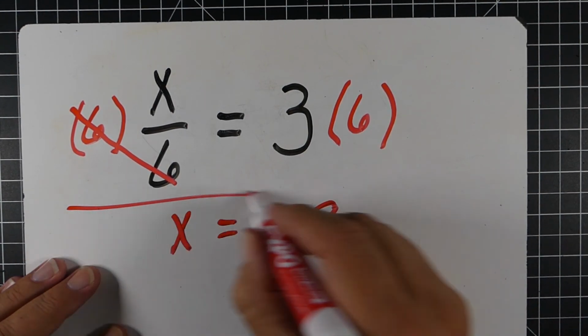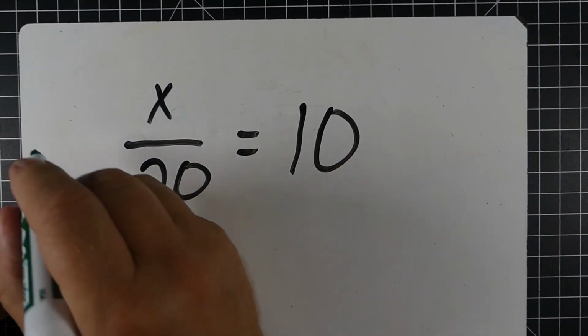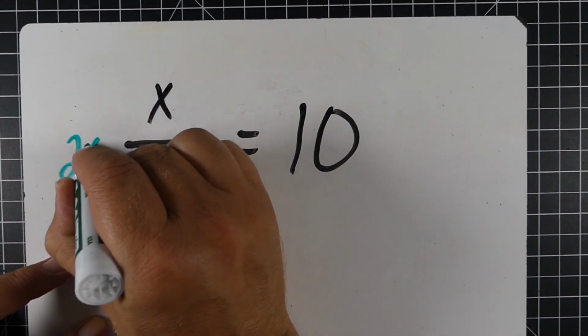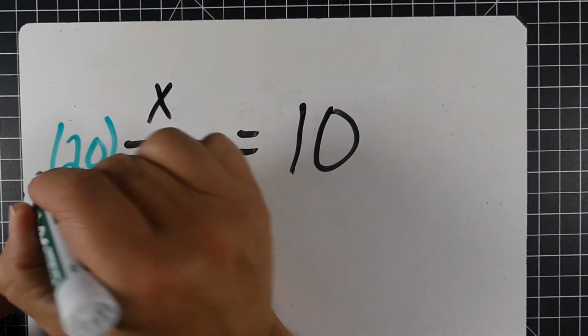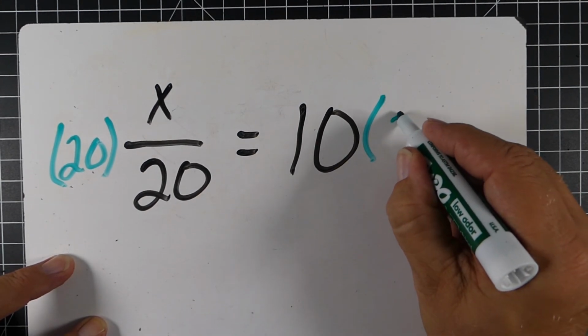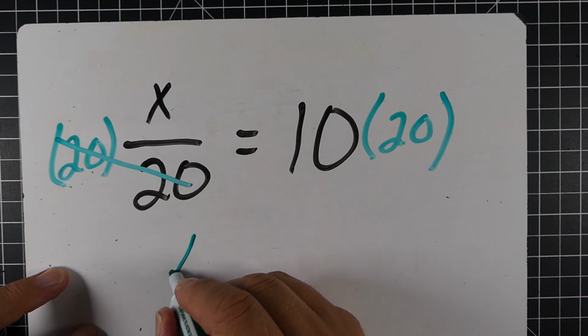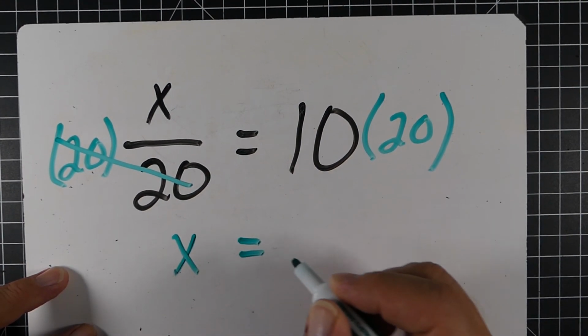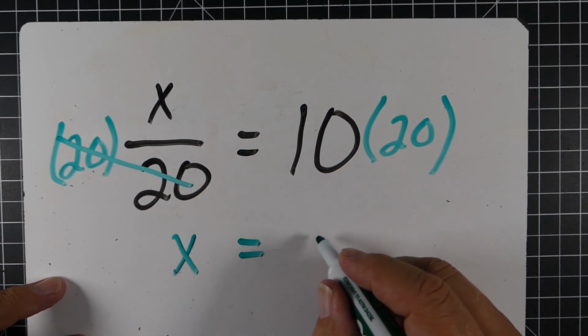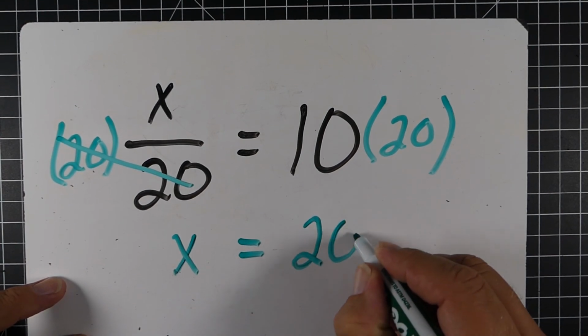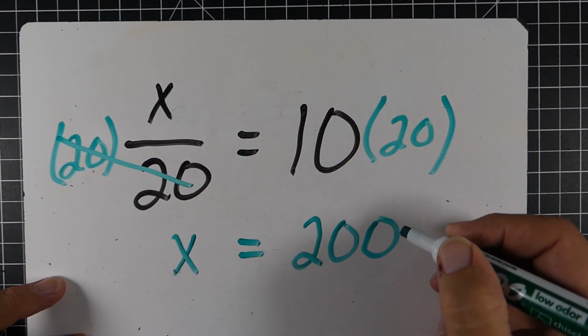In our last example, x divided by 20 equals 10. We're going to multiply both sides by 20. That's going to cancel out the 20s on the left and leave us x. And on the right side, we multiply 10 times 20. We're going to end up with 200. So x equals 200. The key thing in all these examples was to do the inverse or the reverse to find our answer.